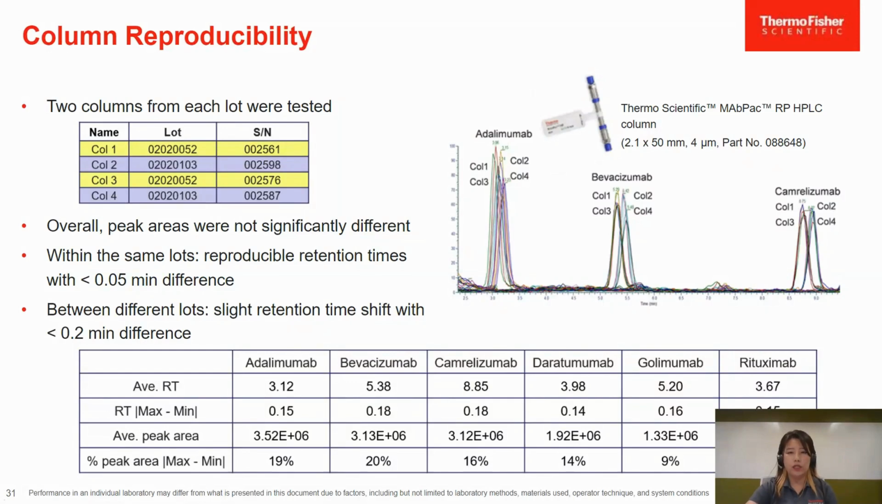And when you see the bottom side, there is a summary of our column reproducibility evaluation, showing the average retention time and peak areas. Also, we put the percent peak area difference between the max and mean values.